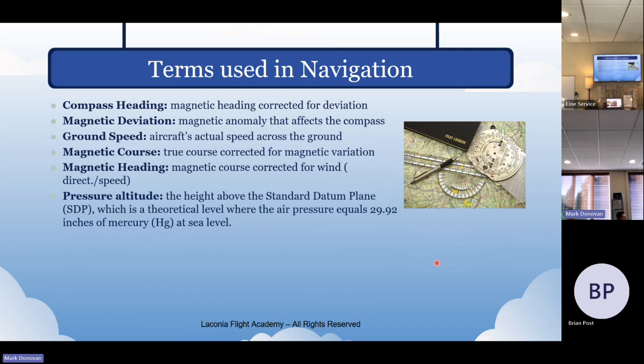Pressure altitude. You'll hear all these different types of altitude, but pressure altitude is the height above what they call the standard datum plane, which is a theoretical level where the air pressure equals 29.92 inches of mercury at sea level. I'm going to try to draw on this whiteboard here for a second.